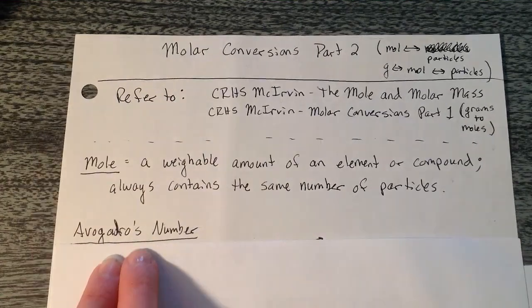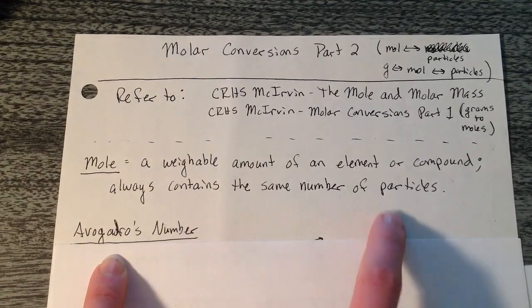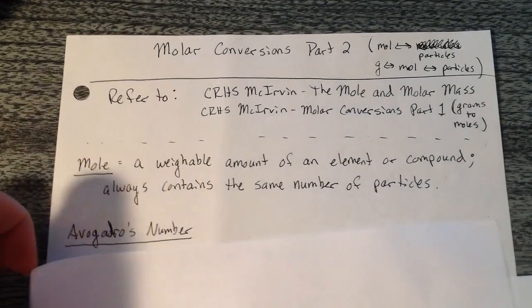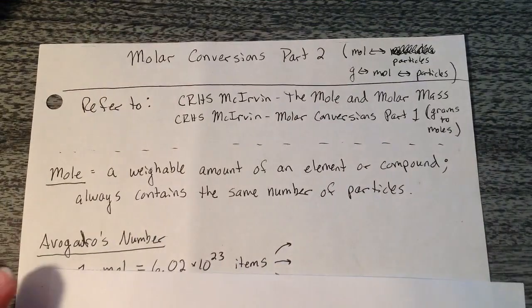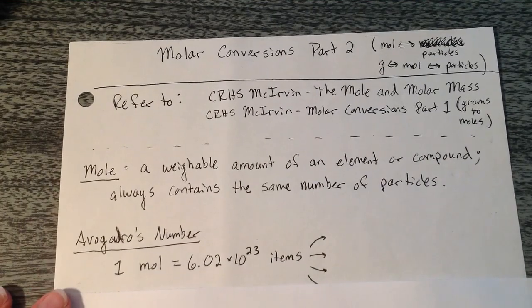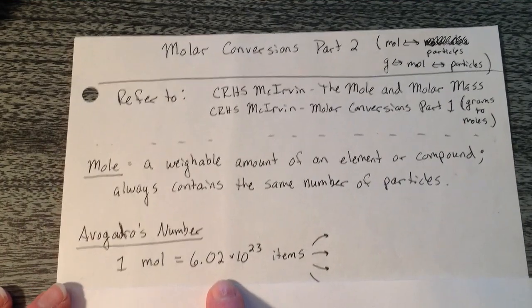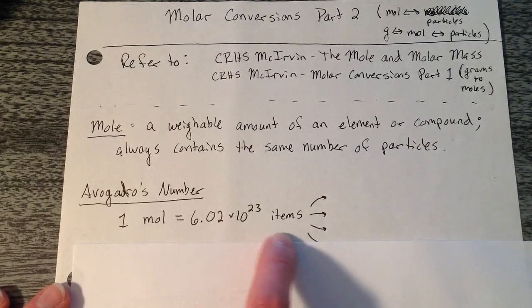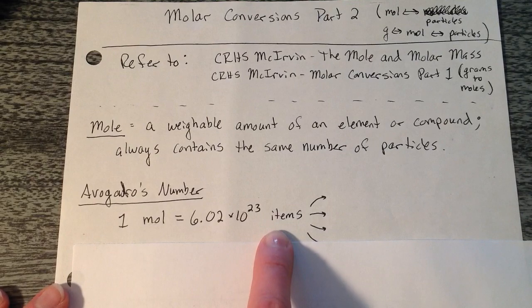Avogadro's number is the number of particles in one of those moles. So we have 1 mole is equal to 6.02 times 10 to the 23rd items. By items, I can mean anything.